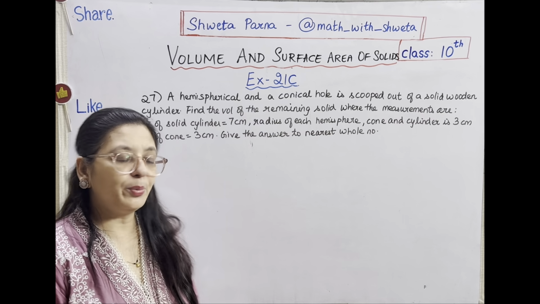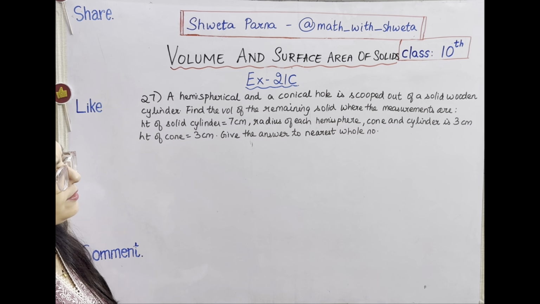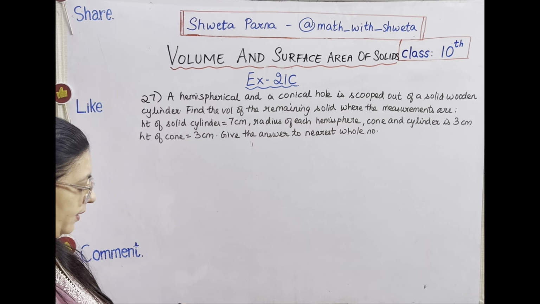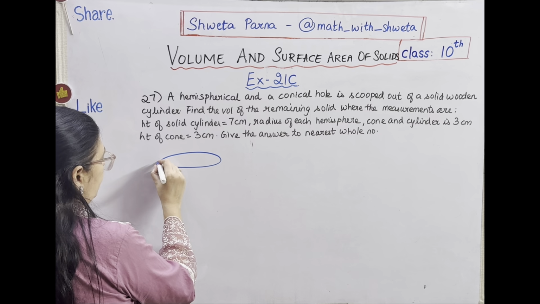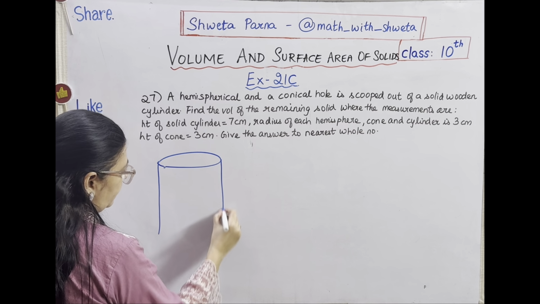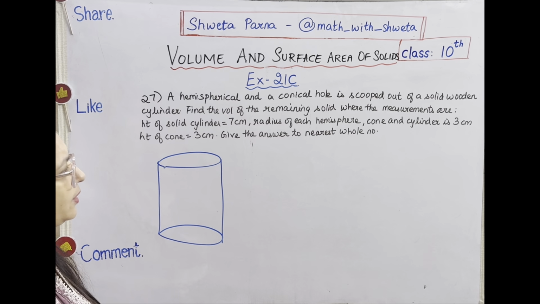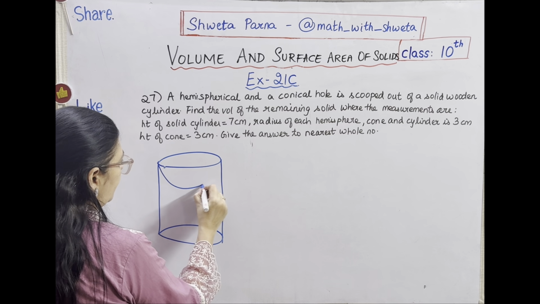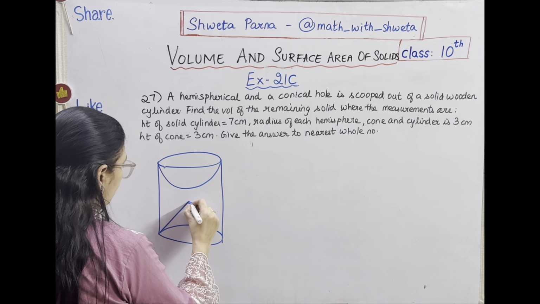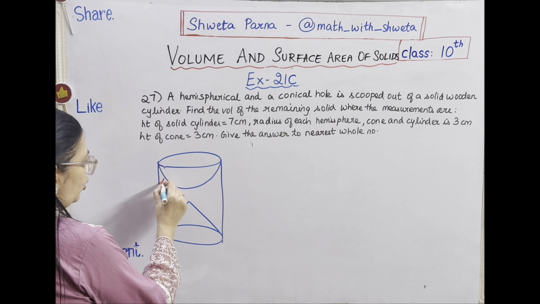Let's go to question number 27, children. A hemispherical and a conical hole is scooped out of a solid wooden cylinder. Let's make a solid wooden cylinder. This is a solid cylinder. From this, one cone and hemisphere is scooped out. So say this is a hemisphere and this is a cone. These have been scooped out. Find the volume of the remaining solid. That means you need to find the volume of this part.